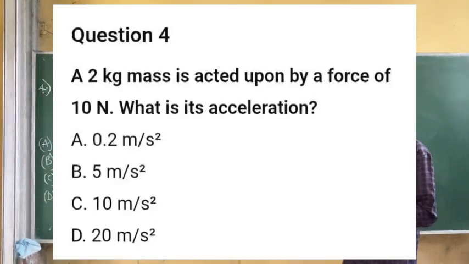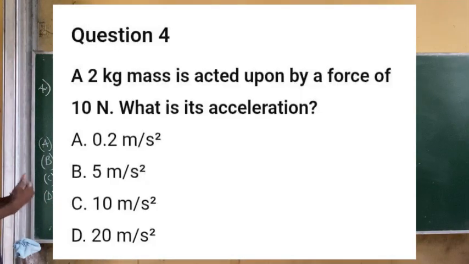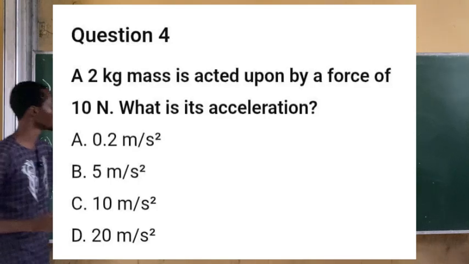Question 4 says, a mass of 2 kg is acted upon by a force of 10 newtons. What is the acceleration? Option A, 0.2 meters per second squared. Option B, 5 meters per second squared. Option C, 10 meters per second squared. And option D, 20 meters per second squared.